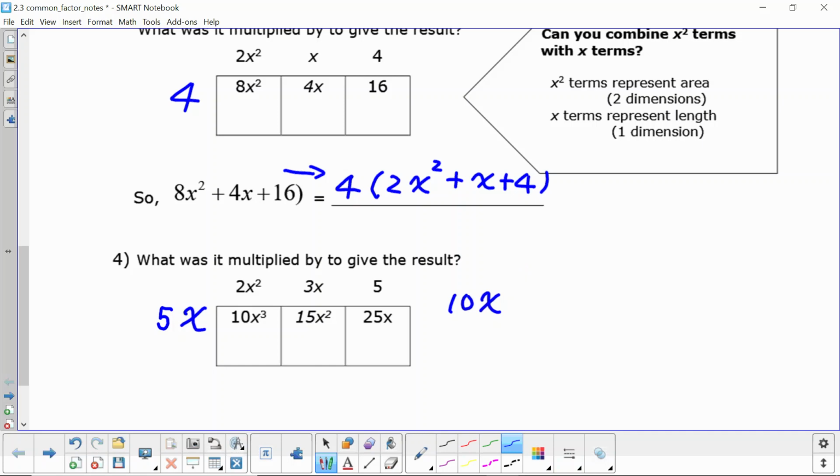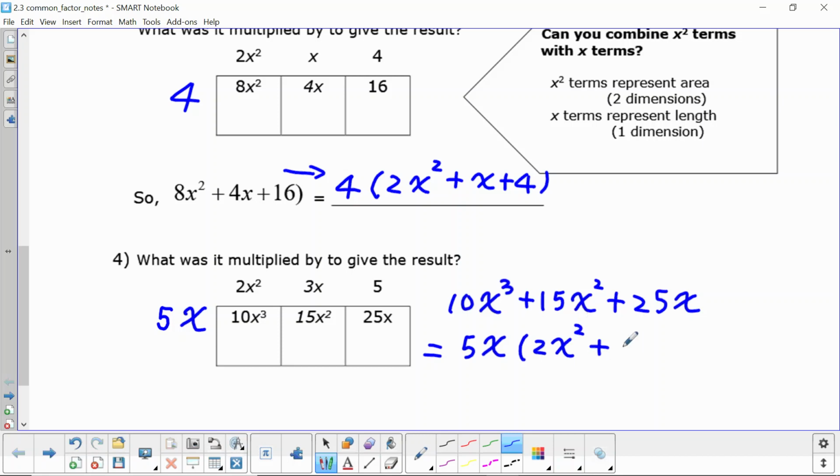10x cubed plus 15x squared plus 25x equals 5x bracket 2x squared plus 3x plus 5. So this is a factored form. This one is a factor of the original expression, and this is a factor of the original expression. These 2 factors multiplied will give you the original expression.